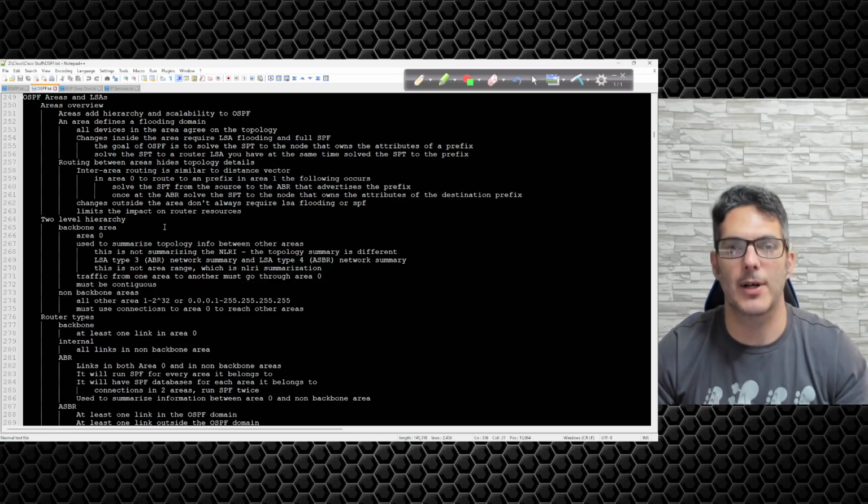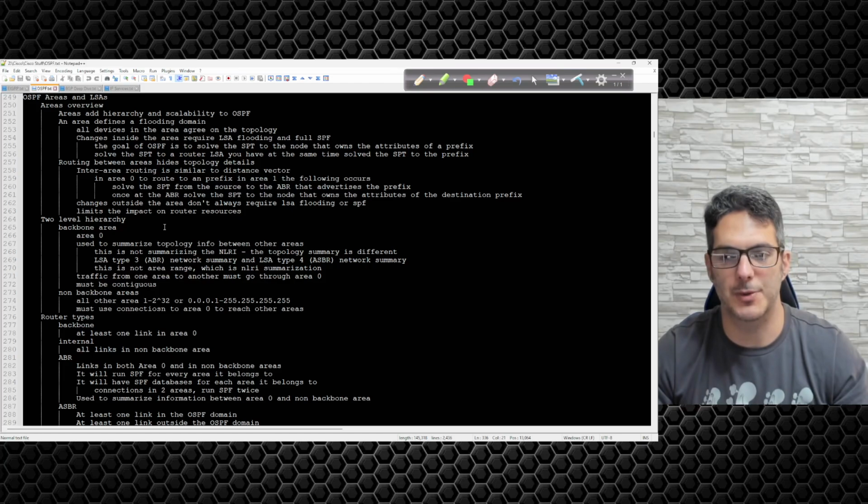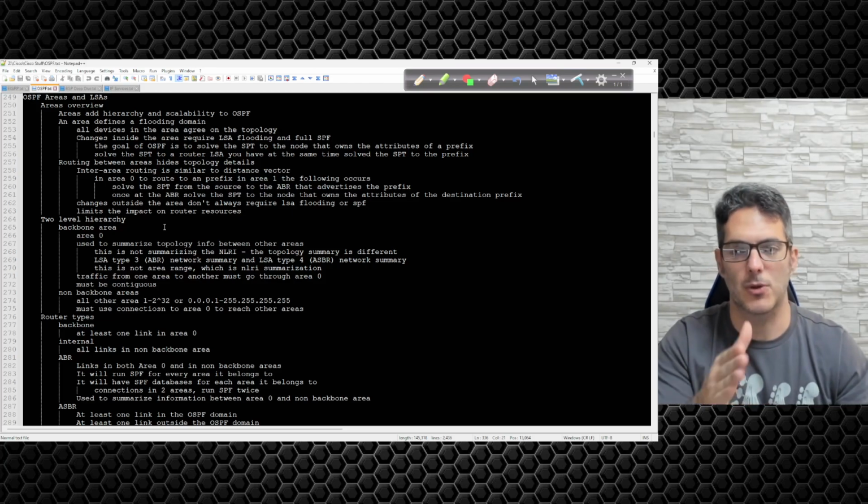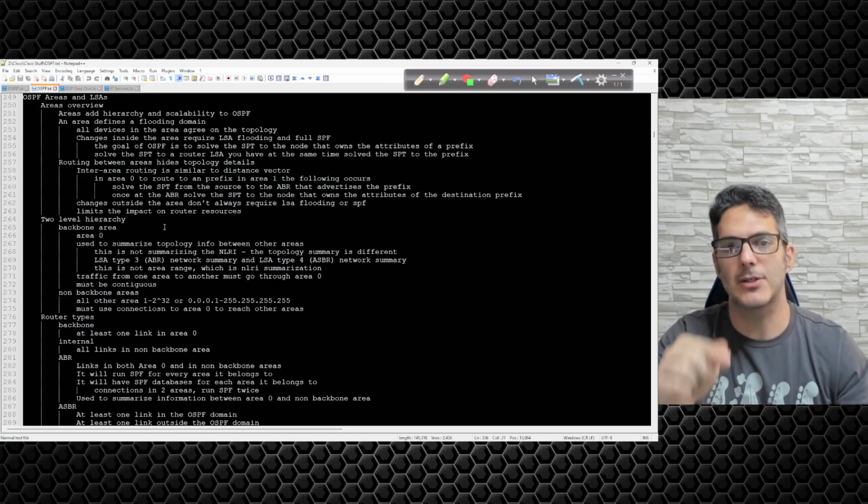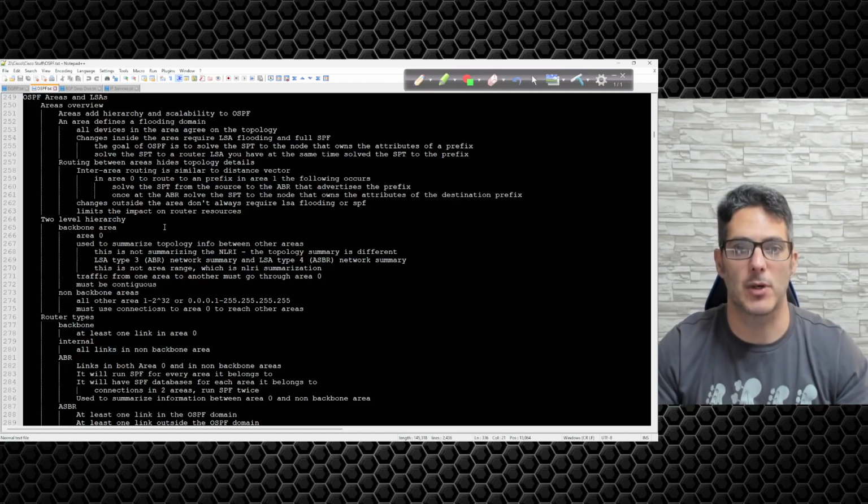And I'll walk you guys through that. It's going to be very, very straightforward once we get into it, because I know it sounds like, well, are you solving for the prefix or are you solving for the router ID? You are solving for the prefix. So you're trying to figure out what path to take in order to get to a particular prefix, whatever subnet you want to reach.